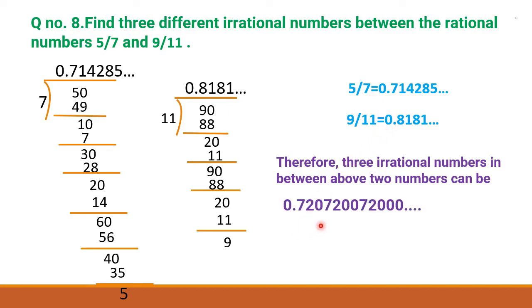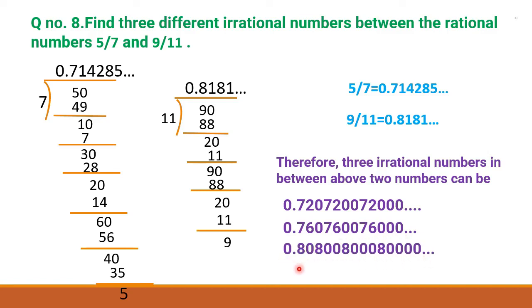Therefore, 3 irrational numbers in between the above 2 numbers can be 0.720, 7200, 72000 and so on. Second one, 0.760, 7600, 76000 and so on. Next one, 0.80, 800, 8000, 80000 and so on. You can try these patterns. It is so easy. Question number 9.